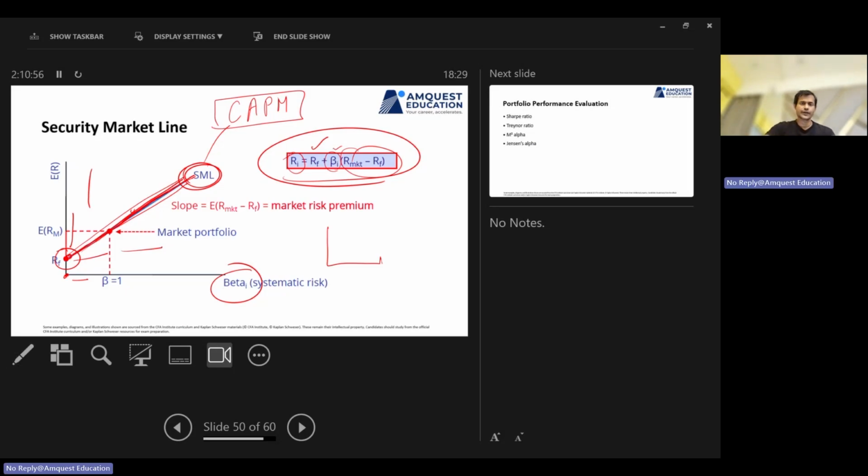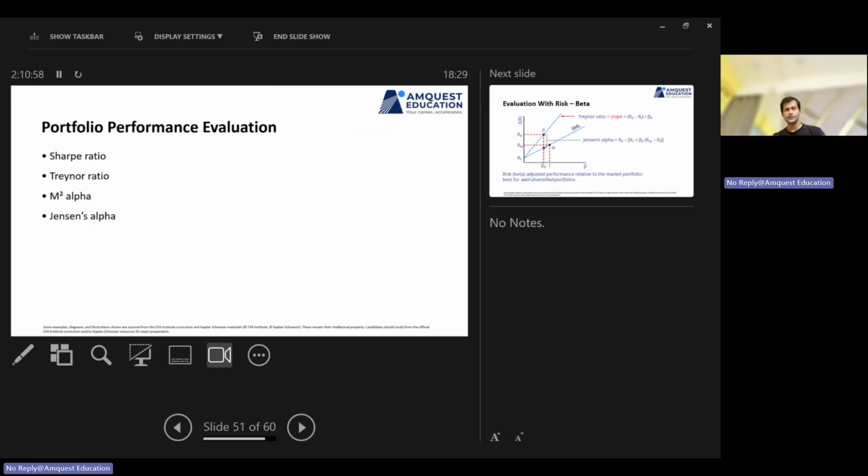Okay. Now, potentially the last part coming from here is ratios. You guys need to learn and remember 4 ratios. Very important, guys. This is a very, very important part of the learning. In this topic, it also comes in equity also. You need to learn how to evaluate the performance of the portfolio by using ratios.